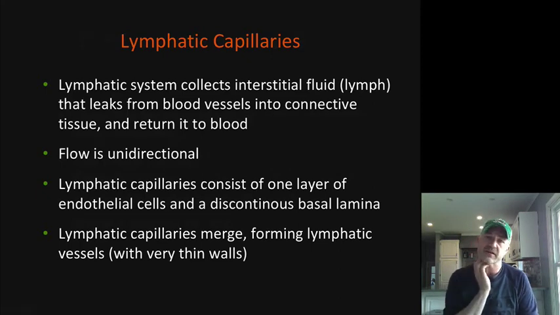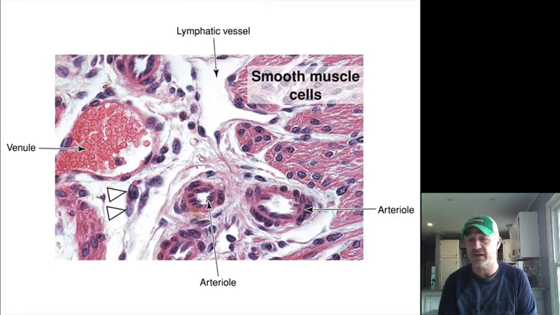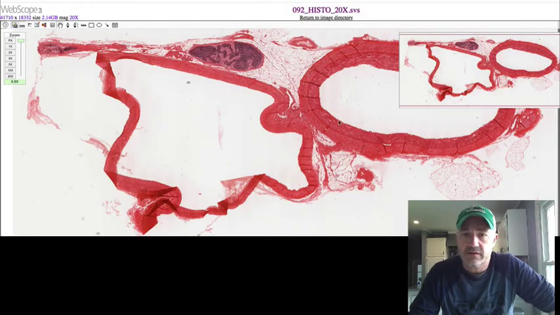Lymphatic capillaries are another one here. These have unidirectional flow, and the smaller ones are like capillaries, leaky capillaries. As you get from these capillaries to lymphatic vessels, they tend to look like medium-sized veins in reality. And you can see some here. It's not something I'm going to have you trying to identify on here at all, though, as we're not going to do lymphatic vessels.